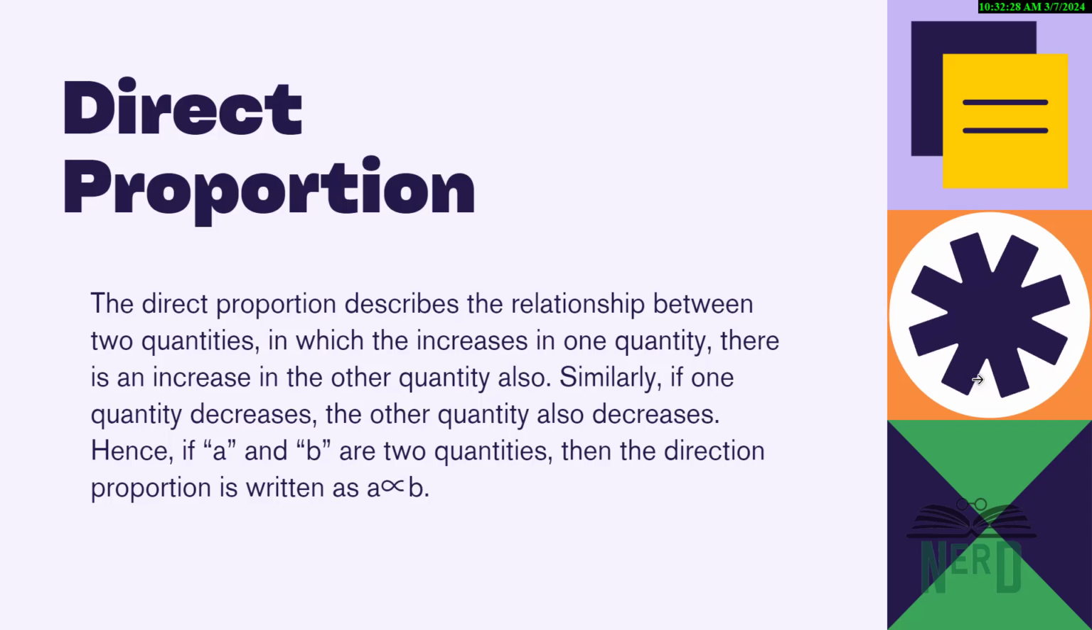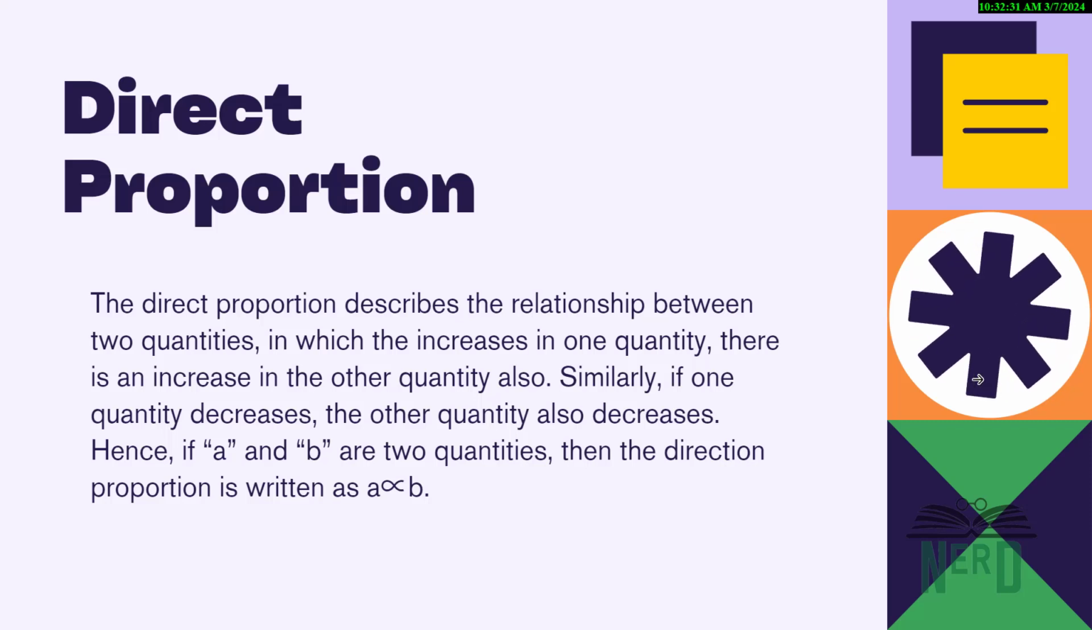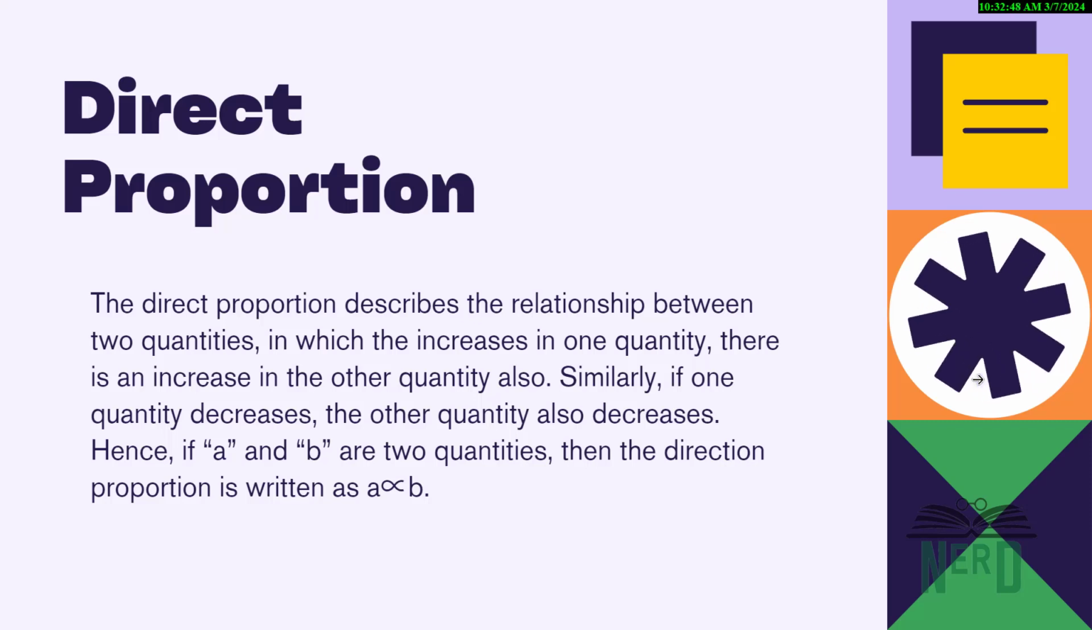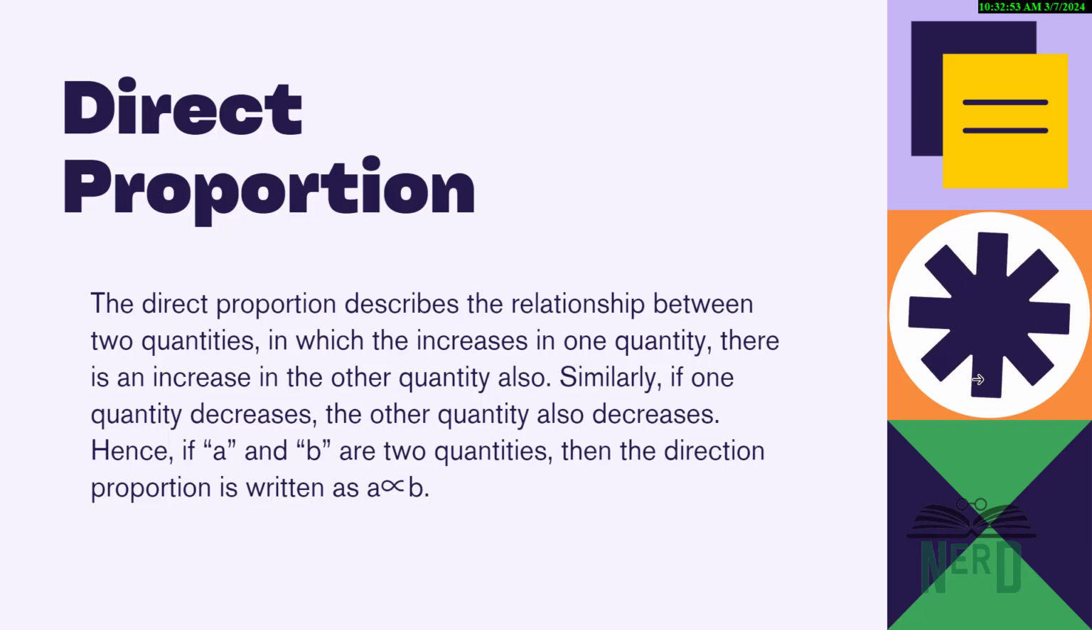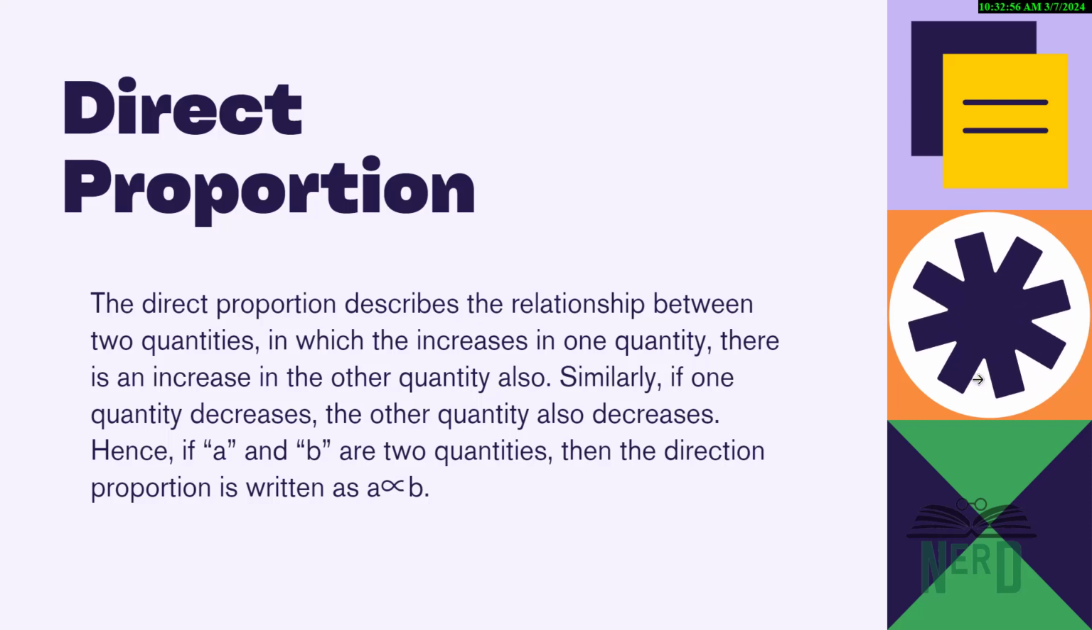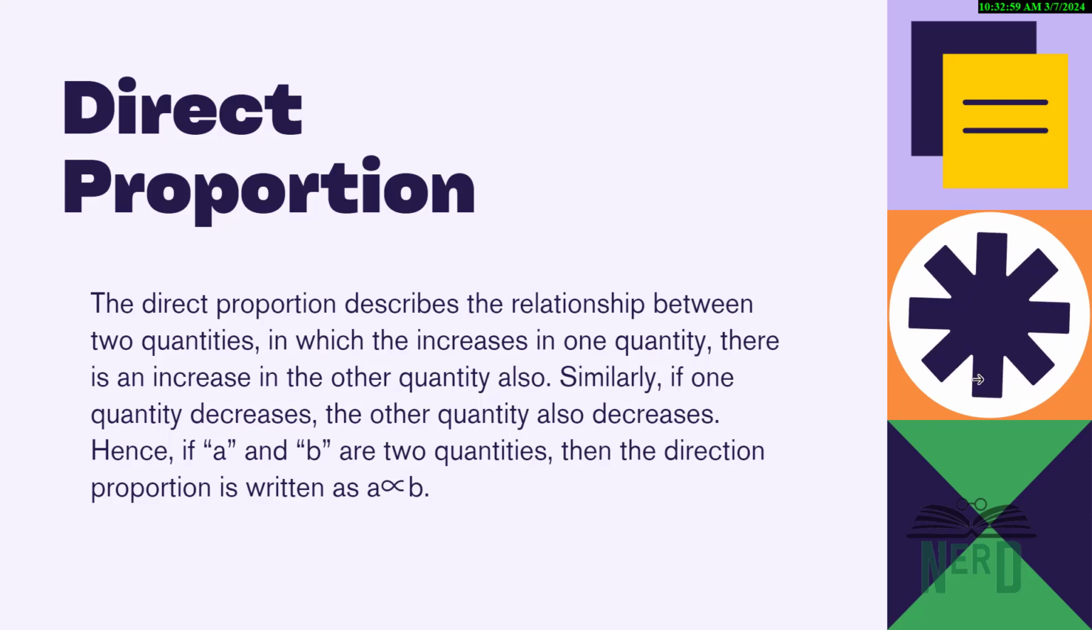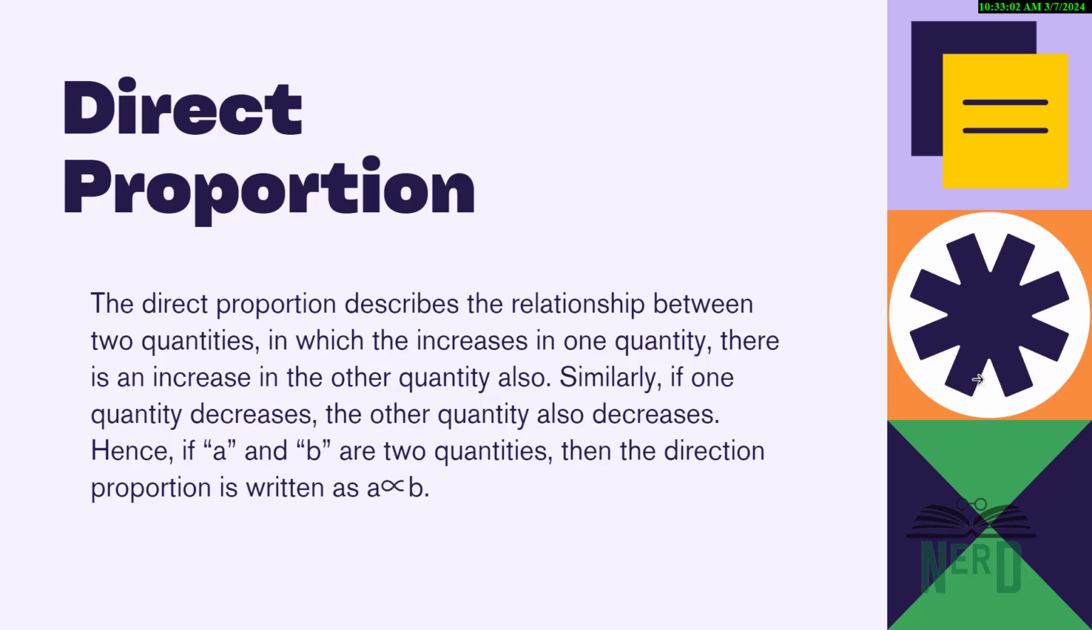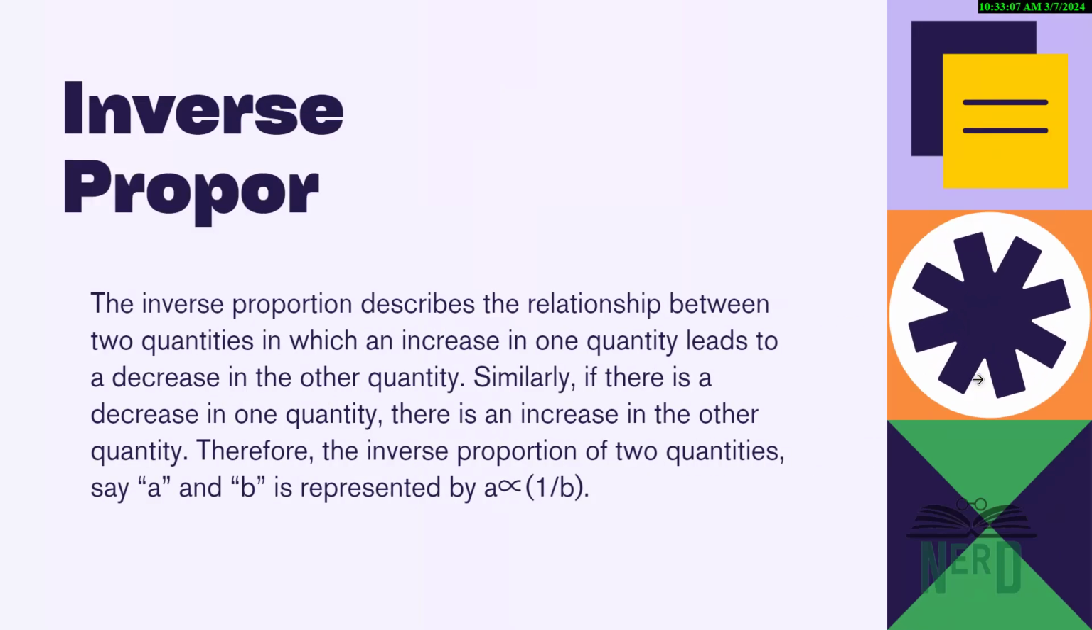Direct proportion is a relationship between two quantities in which an increase in one quantity always produces an increase in the other quantity. Similarly, if one quantity decreases, the same happens with the other quantity, and it will also decrease. Hence, if A and B are two quantities, then direct proportion is written as A proportional to B.